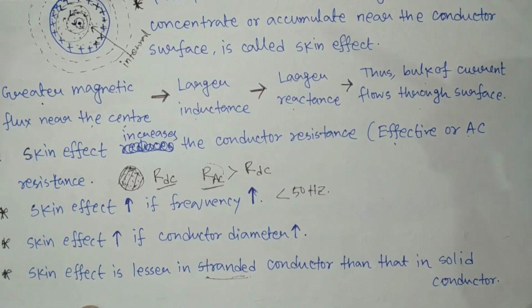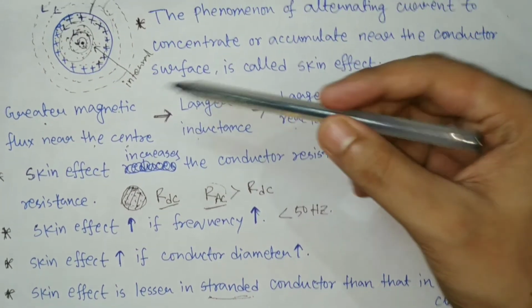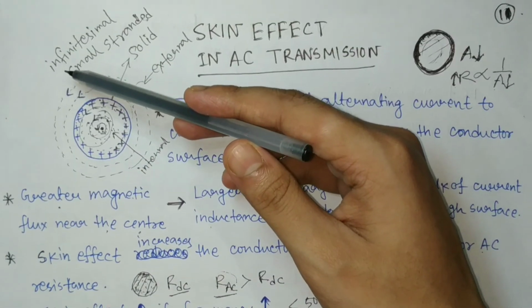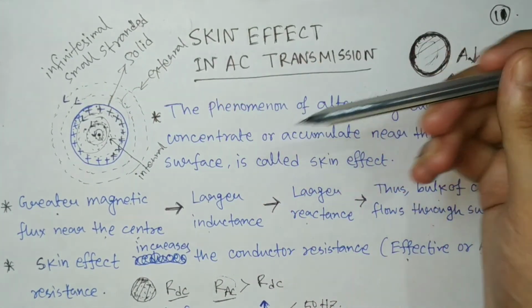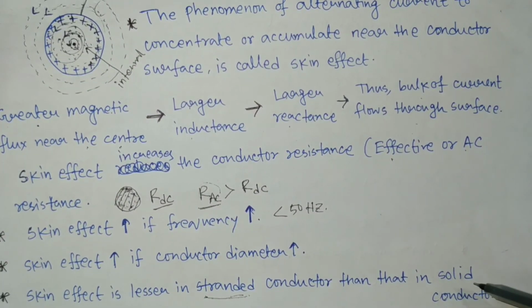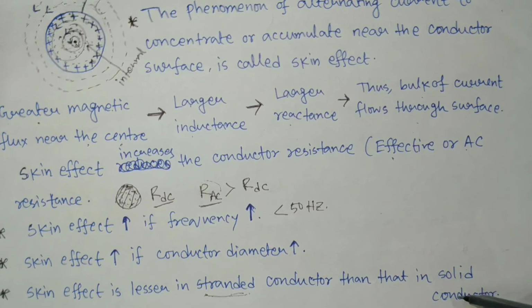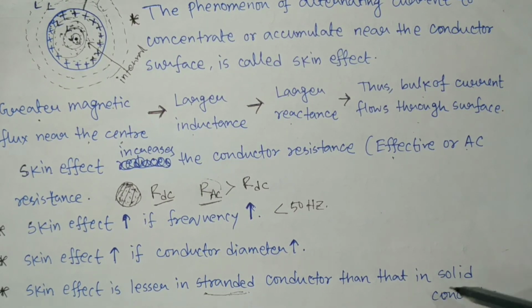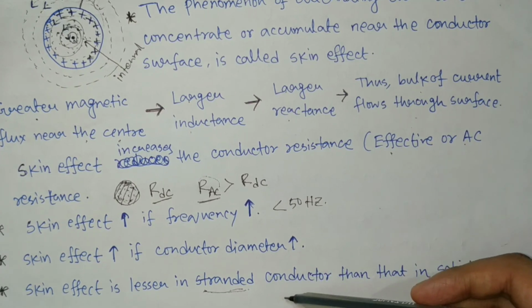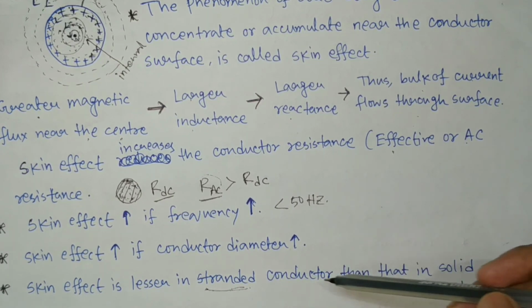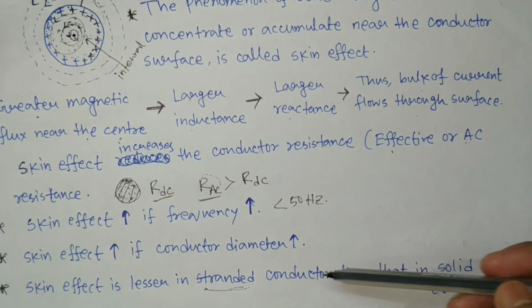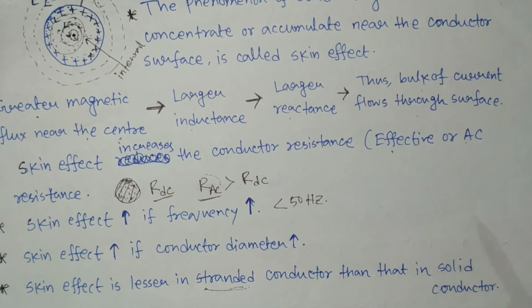And the last point is, skin effect is lesser in a stranded conductor than in a solid conductor. Why? Because I have already explained that the solid conductor can be interpreted as the combination of infinitesimally small strands. That means in a solid conductor we can say there are an infinite number of strands present. But in an actual stranded conductor, only a limited number of strands are available. So obviously the skin effect will be reduced.